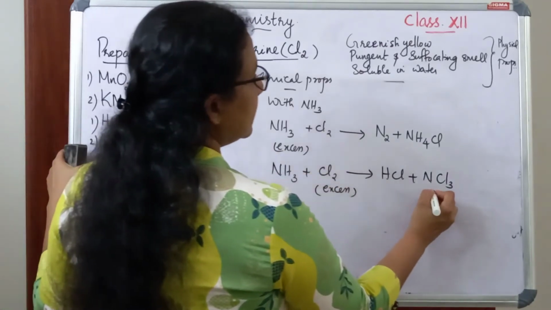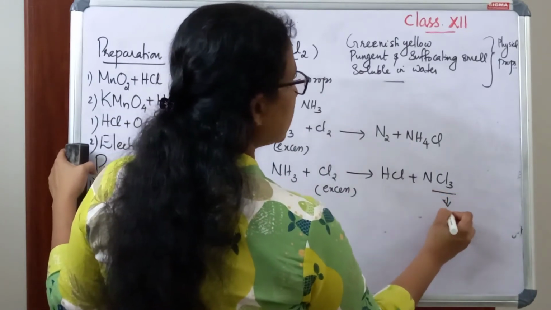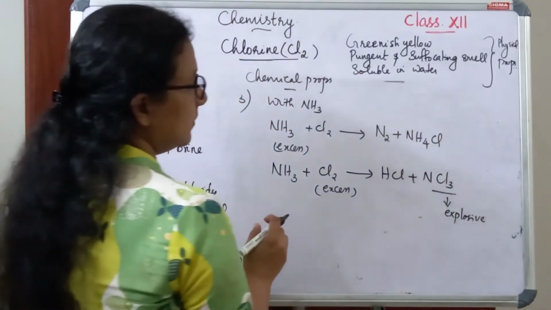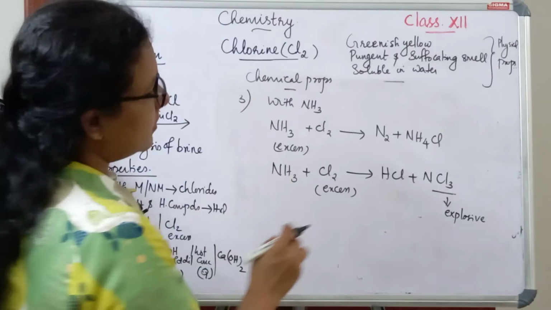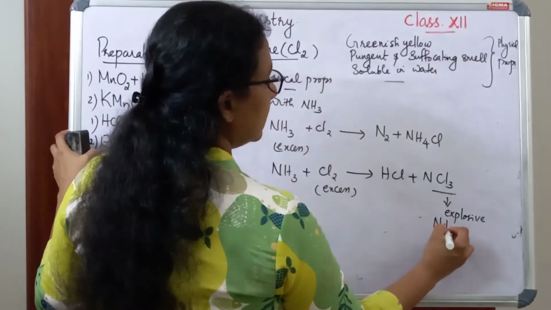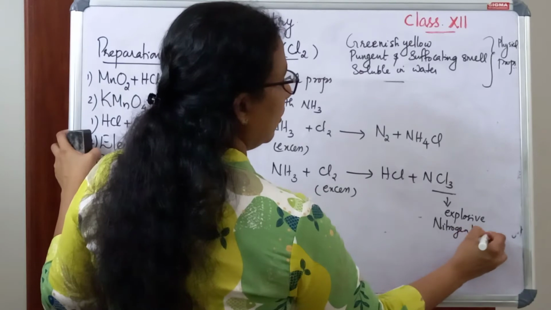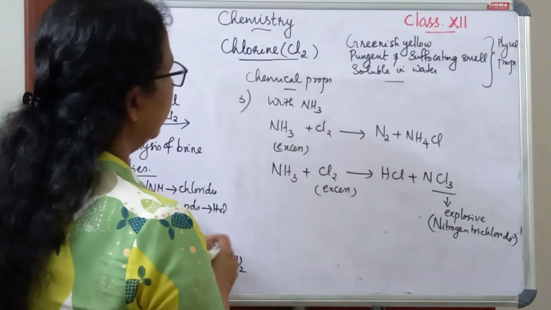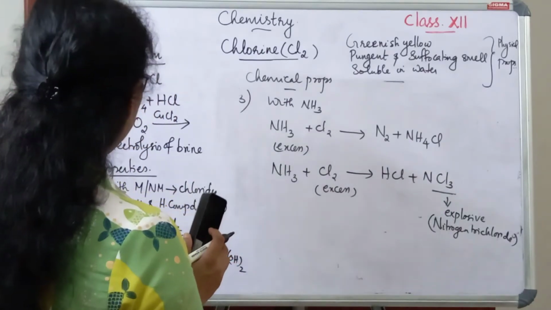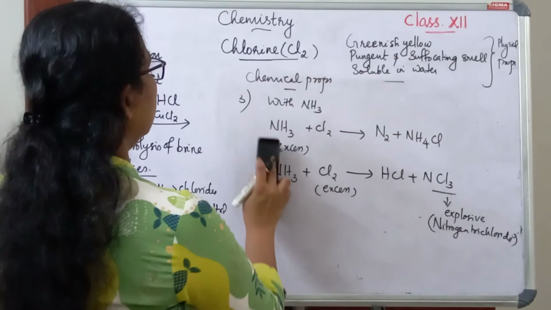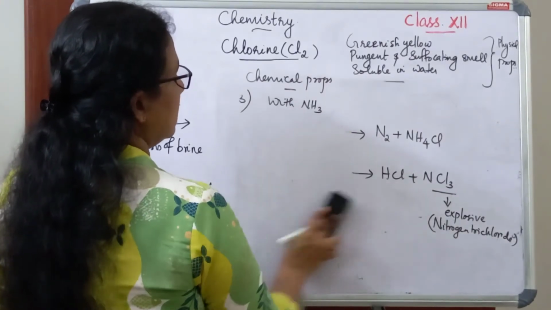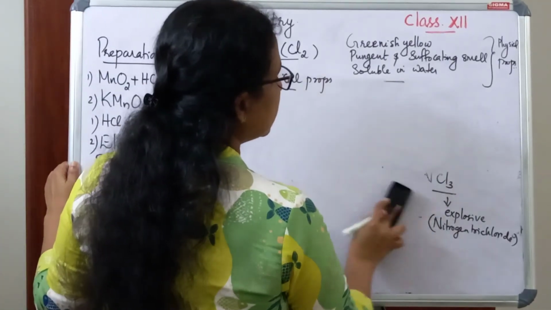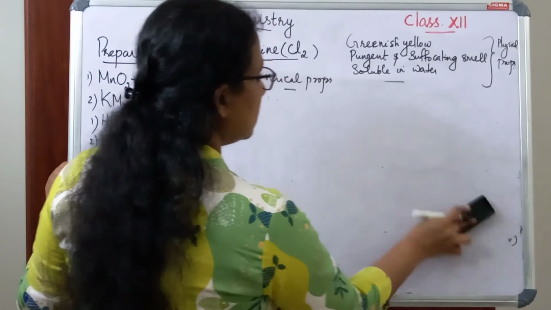In this case NCl3, that is nitrogen trichloride, is used as an explosive. So this is a reaction with ammonia. Now let's see the reaction with some alkalis. How does chlorine react with alkalis? First of all, let's see with NaOH, sodium hydroxide.